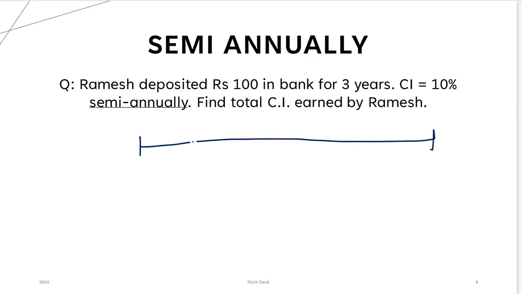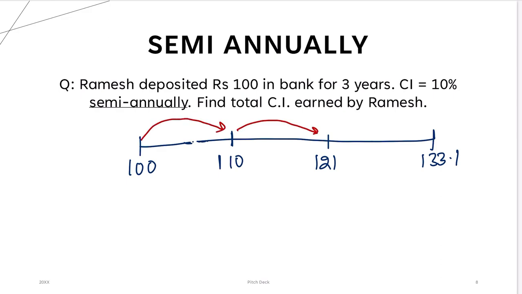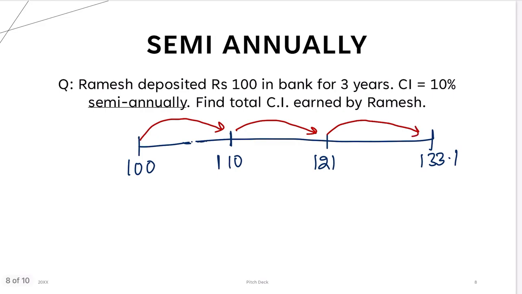As I told you in the last example, we started with 100. After 1 year, this amount was becoming 110. Here it was becoming 121. Here it was becoming 133.1. So interest was being charged after every 1 year. So there were 3 jumps in our example, right?